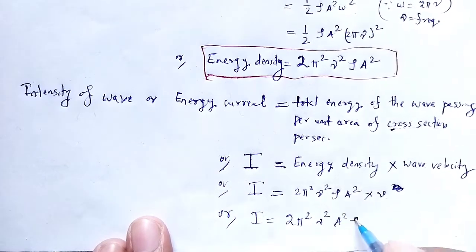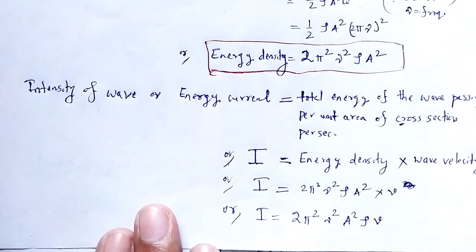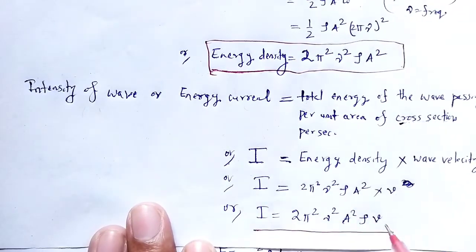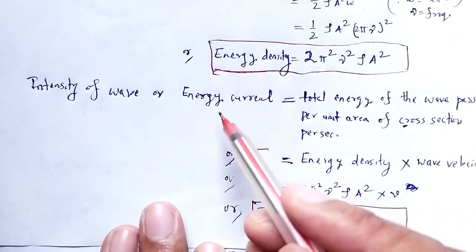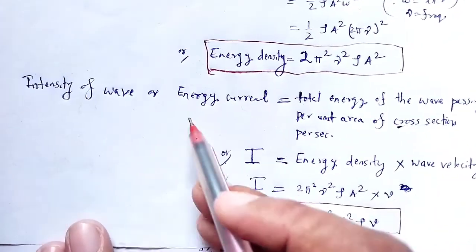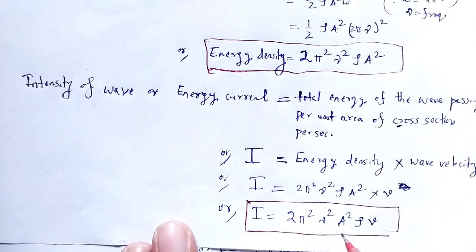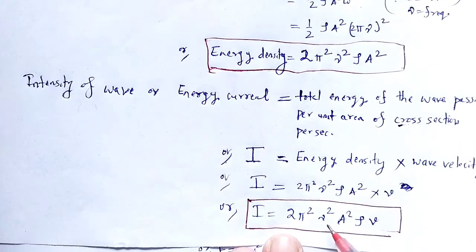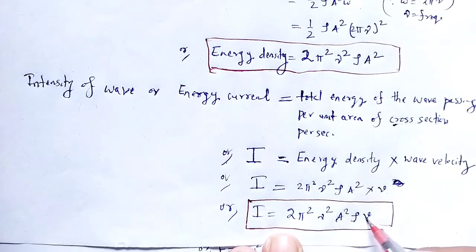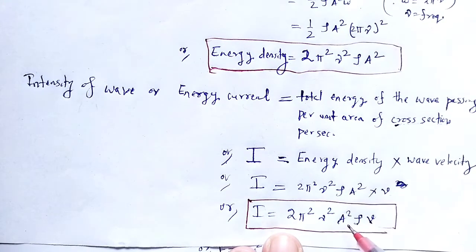So, intensity of wave I is equal to 2 pi square nu square a square rho v. The intensity of wave, or the energy current, depends upon the density of the medium, wave velocity, square of the amplitude of the wave and the frequency of the wave.